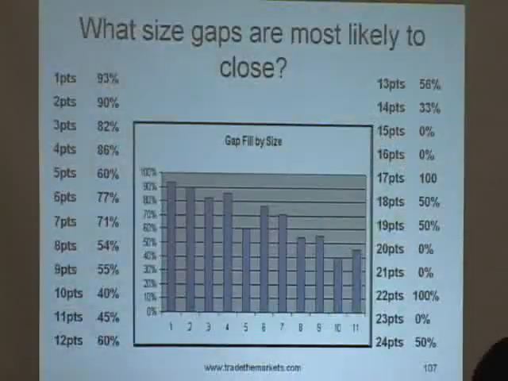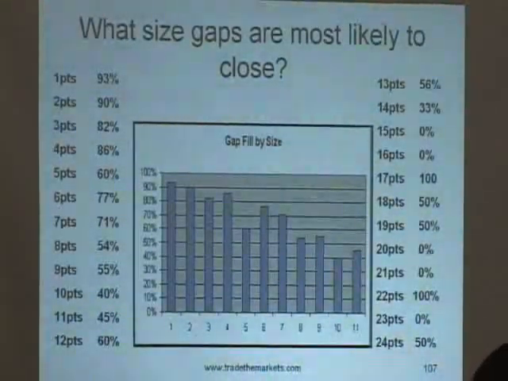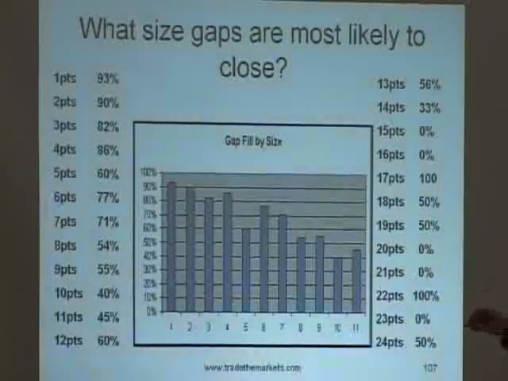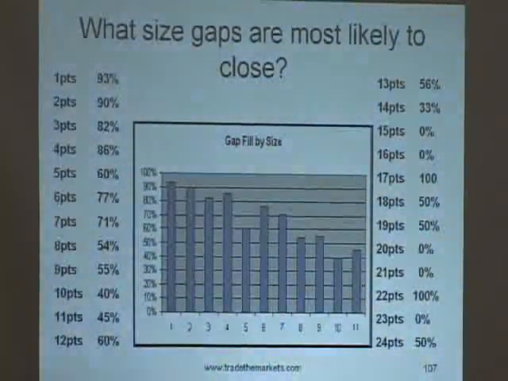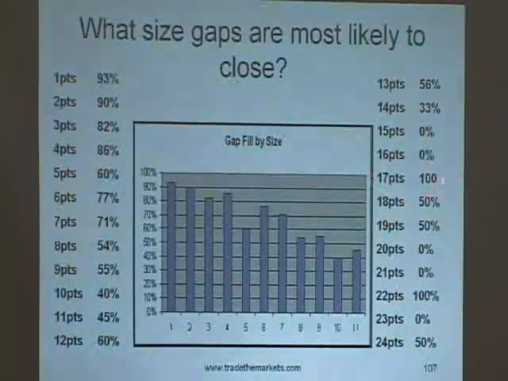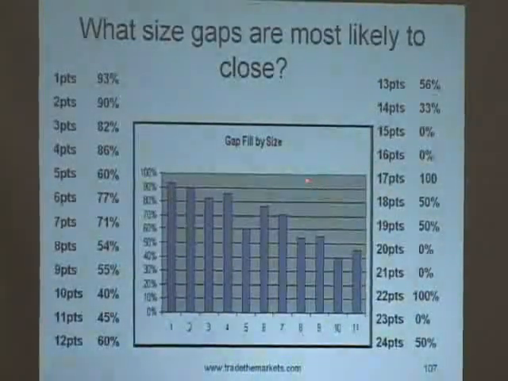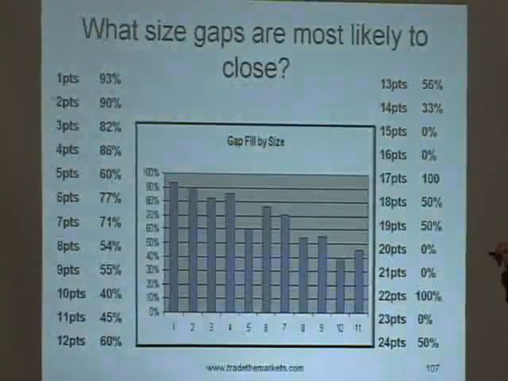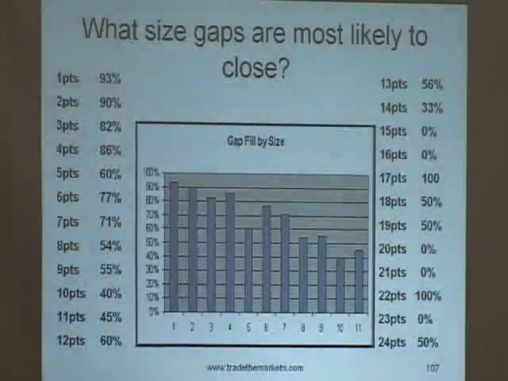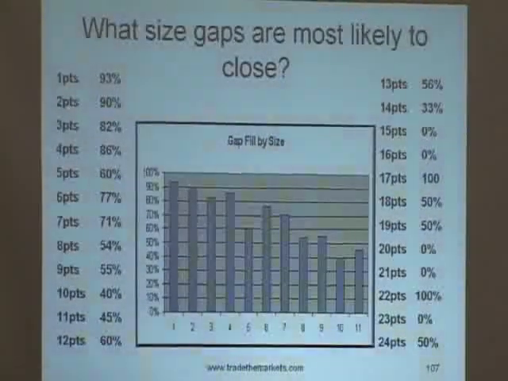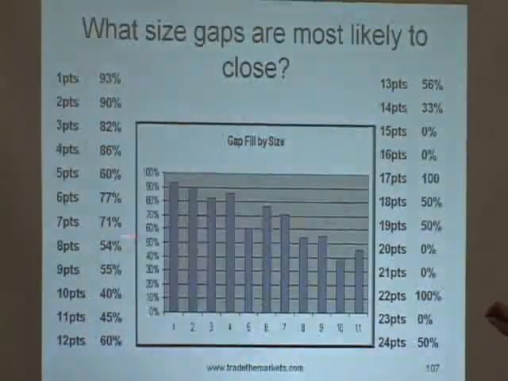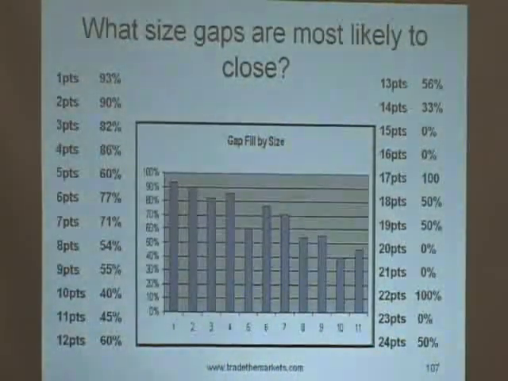Now, what size gaps are most likely to close? All I've got here for you is a breakdown of the points on the left, with the percentages on the right. When you're doing statistical analysis, you need to throw out the anomalies, where you've got a 17-point gap that says 100% fill. It happened one time. It's useless. Another one here, a 22-point gap, one time. Usually the cutoff is anything below a 7-point gap on the S&P is takeable. Does it make sense? Anybody got any questions?